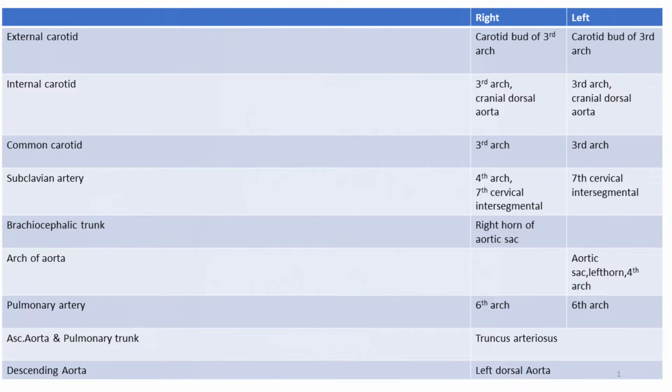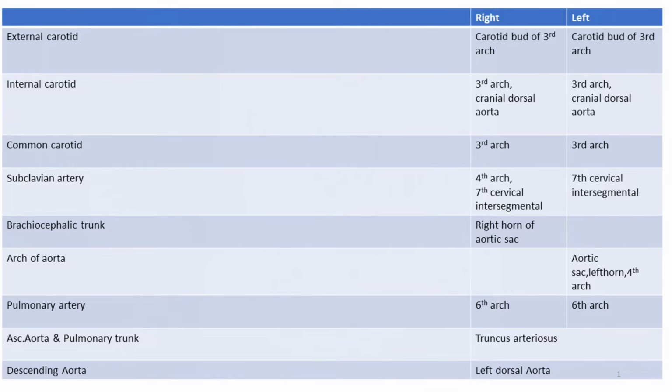Common carotid artery, again it is derived from the third arch. Subclavian artery, on the right side you have the fourth arch along with the seventh cervical intersegmental, but on the left side it is just developed from the seventh cervical intersegmental artery.